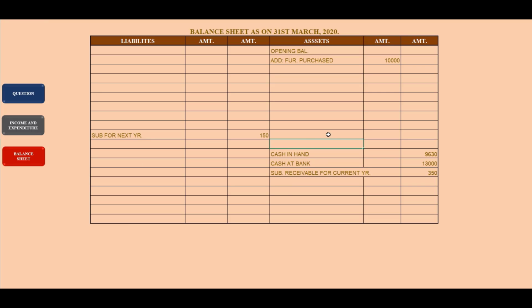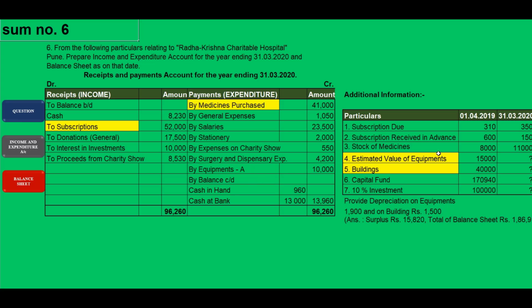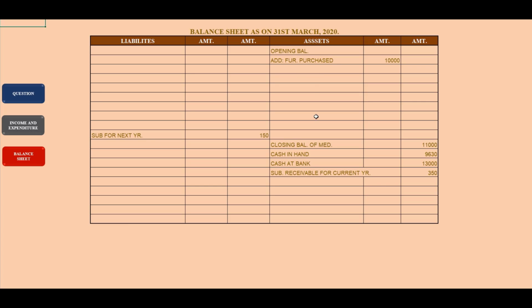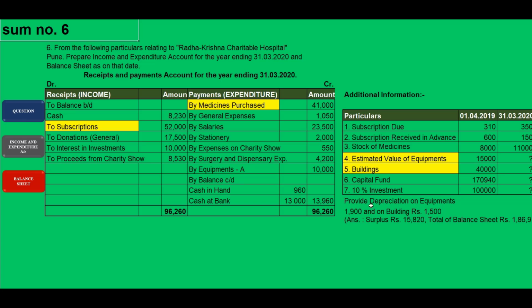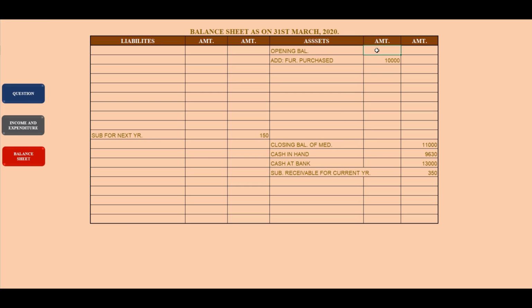Here we'll write closing balance of medicines 11,000. Okay, second effect of this thing is done and no need to give second effect for this. Estimated value of equipment is 15,000. This is the opening balance of equipment. We go to asset side and here how much is the opening balance? 15,000. So I'll write here 15,000.